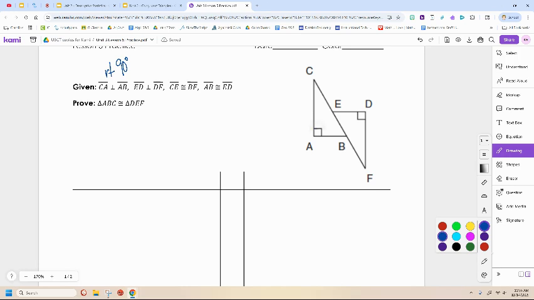CA, AB. Oh, it's this angle, which is already marked on the picture. I can't help when pictures are already marked. Okay, good. Let's go find the second thing in the statement. It says ED is perpendicular. Oh, I got another right angle. Go find it. DF. Found it? Okay.